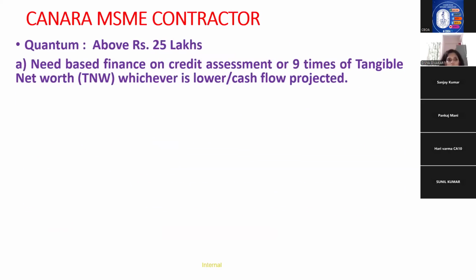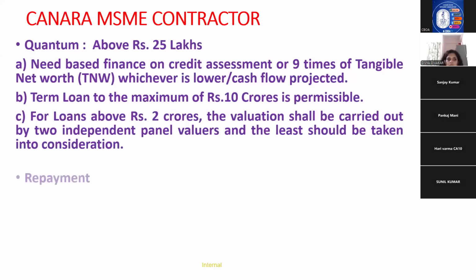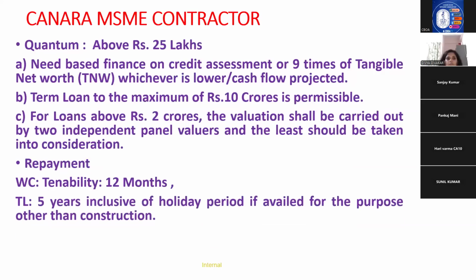Quantum above 25 lakhs. Need-based finance on credit assessment or 9 times of tangible net worth, whichever is lower, or cash flow projected. Term loan to the maximum of 10 crore is also permissible. For loans above 2 crore, valuation shall be carried out by 2 independent panel valuers and lease should be taken into consideration. Repayment: working capital means tenability has to be 12 months.